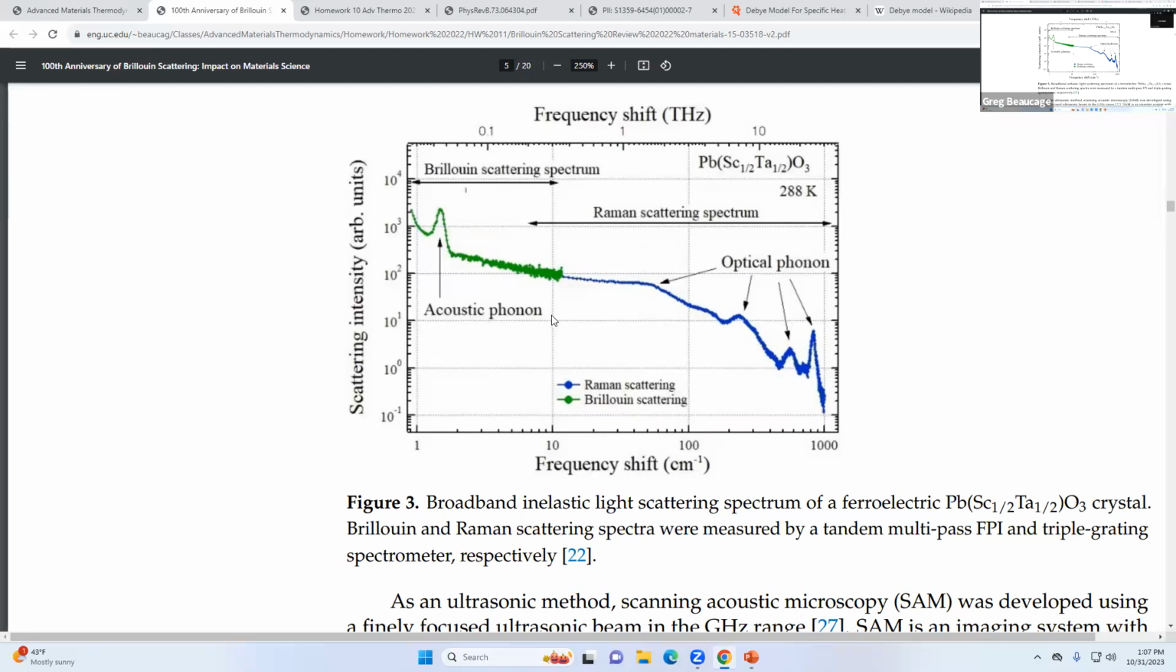IR would be on the same spectral range as Raman, but you wouldn't see the same peaks. You'd see the polar peaks. Raman is the polarizable peaks. And then Brillouin is on a different spectral range, looking at the acoustic.